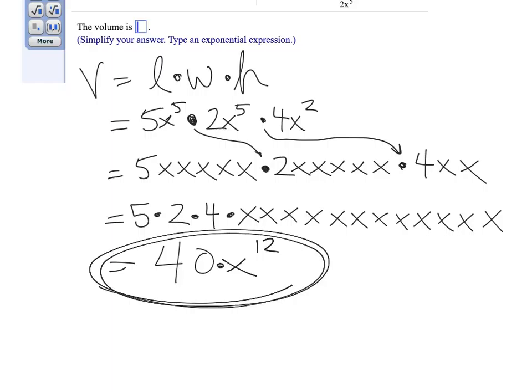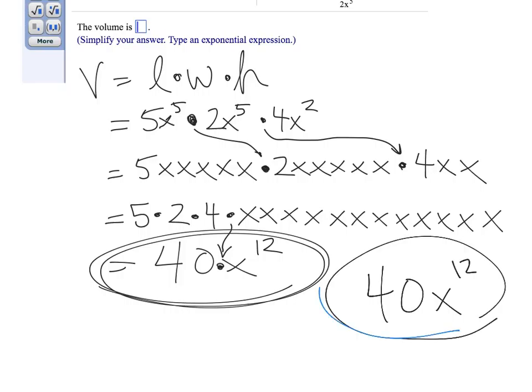Now, technically, we would have that little times sign there. But my math lab does not need that times sign because we already know whenever you have a number next to a variable, it automatically means multiply. So really the better way to write it, the more official way, is like this: 40x to the 12th power.